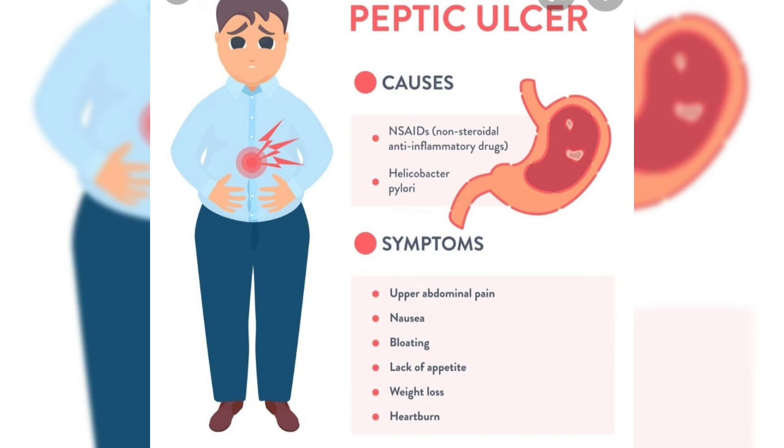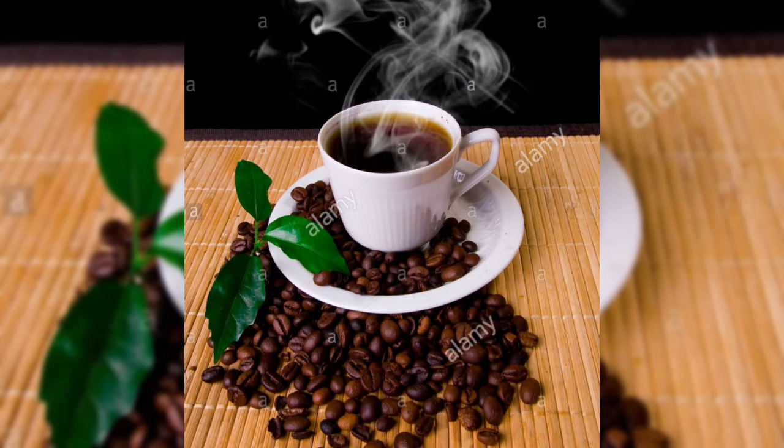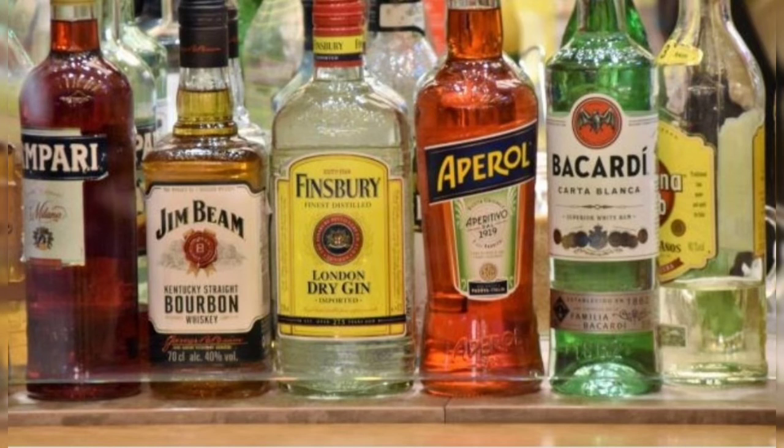You can try doing things to prevent peptic ulcers, such as avoiding coffee, avoiding alcohol, and having caution when using NSAIDs. Do not ignore ulcer symptoms. Protect yourself from infection by following good hand hygiene and making sure foods are cooked thoroughly.